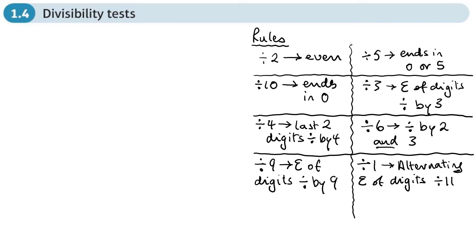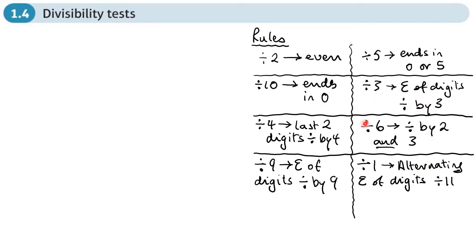This is the fourth section of chapter 1, number theory, and this is about divisibility tests. Now, you'll see over here some rules that you may or may not know about how to test if certain numbers are divisible by a certain value. So for example here, if a number is even, we know it's divisible by 2. If it ends in 0 or 5, we know it's divisible by 5. If it ends in 0, it can be divisible by 10, and so on.